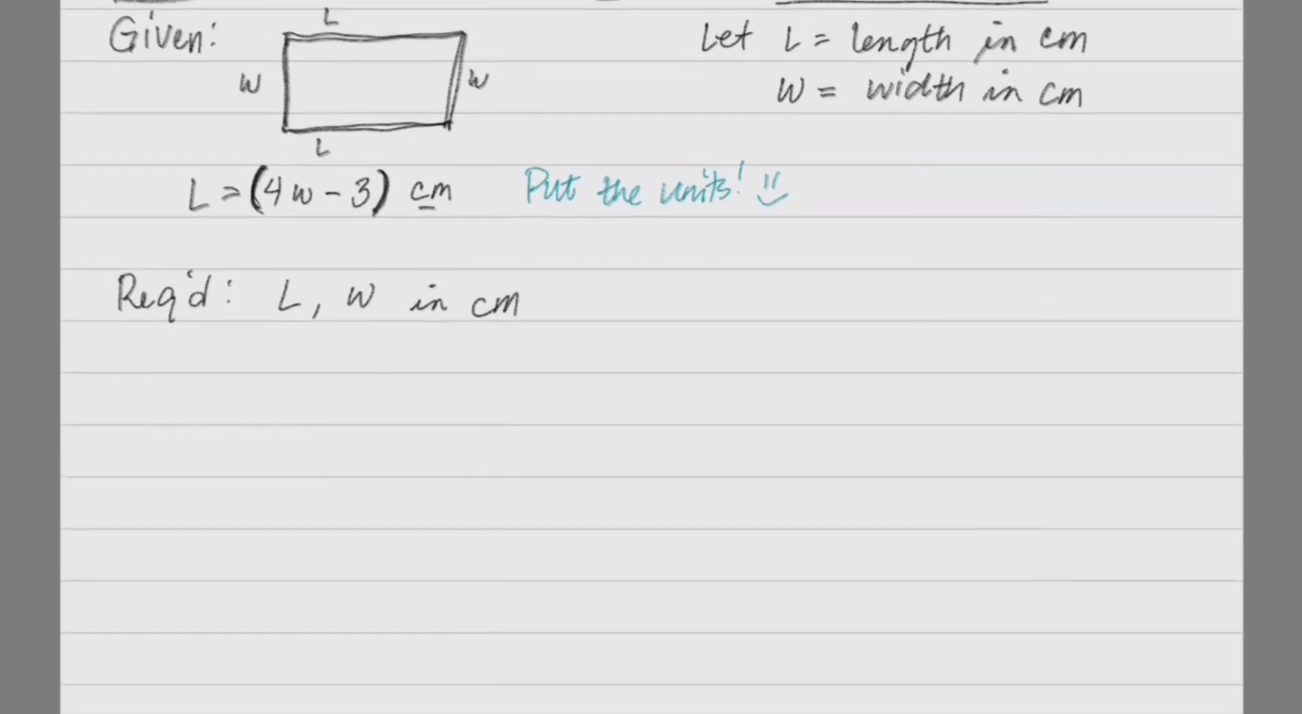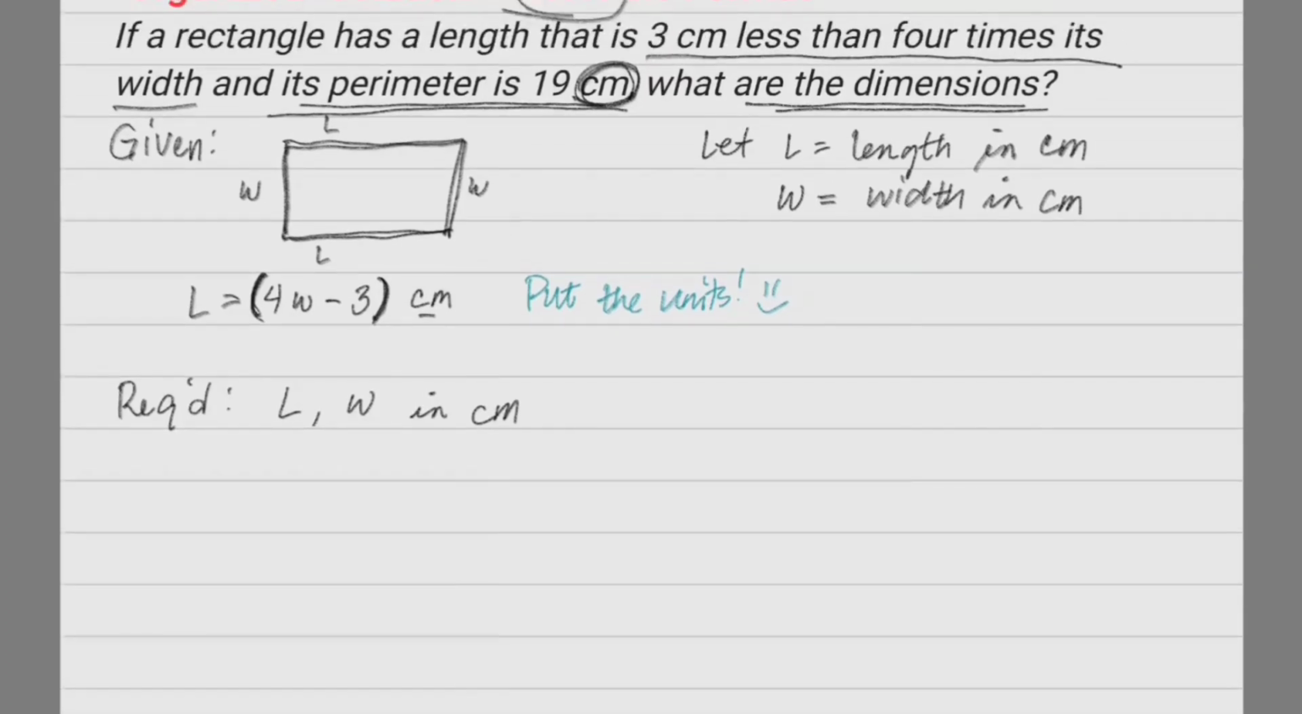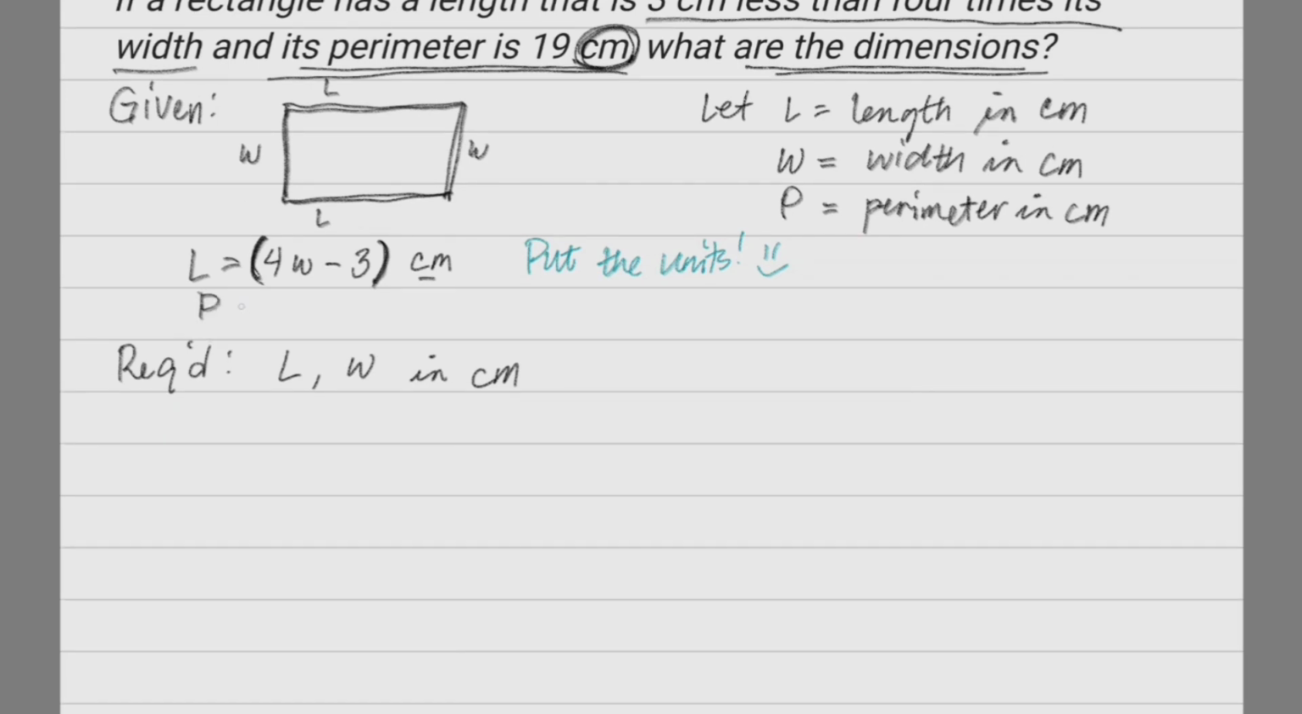So we know also the value of the perimeter. We forgot something here in our given. Let's put here P to be the perimeter in centimeters. So P is, according to the problem, 19 centimeters.